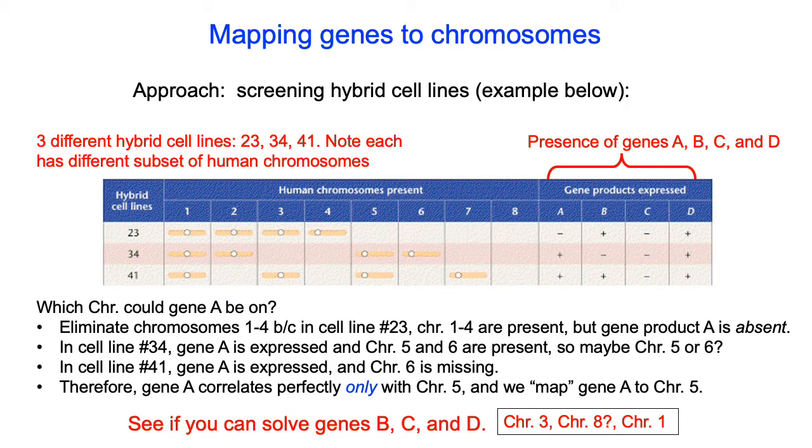Okay, so here are the correct answers. For gene B, we would probably map gene B to chromosome 3. That's the chromosome that correlates with the presence of gene product B.